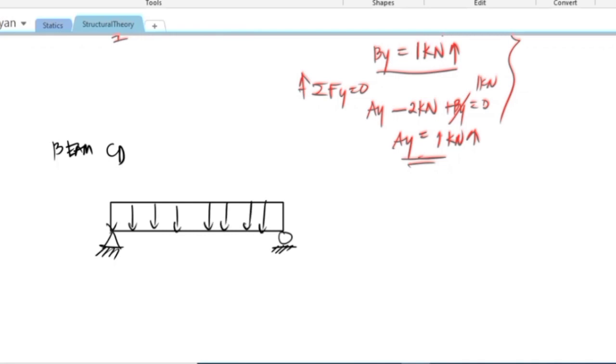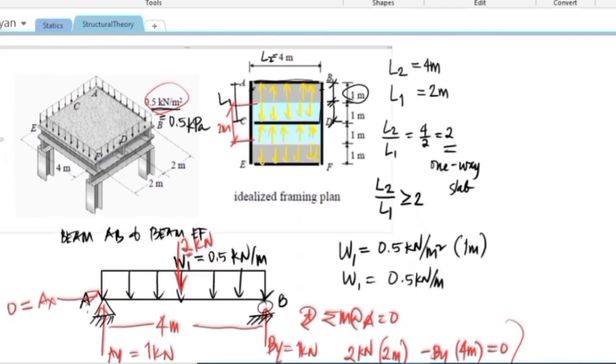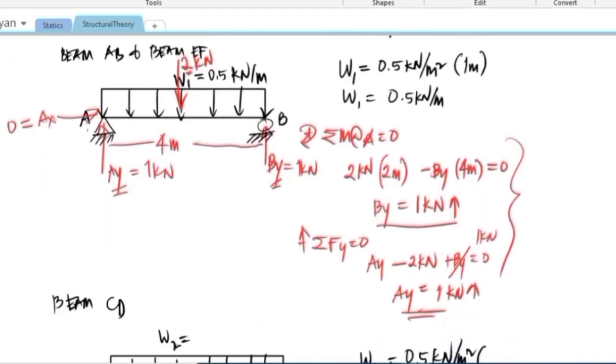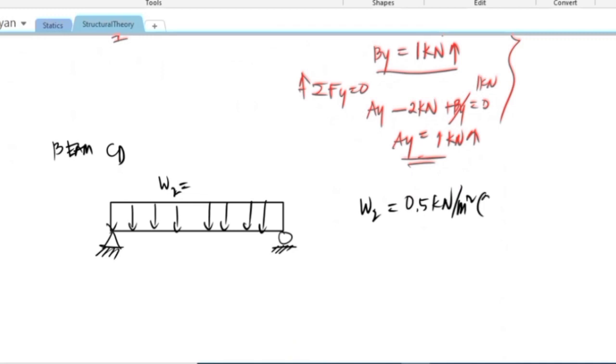And the magnitude of our load here, W2, is equal to 0.5 kilonewton per square meter multiplied by the distance. As I said earlier, this distance is 2 meters. So multiplied by 2 meters. Therefore, W2 is equal to 1 kilonewton per meter.